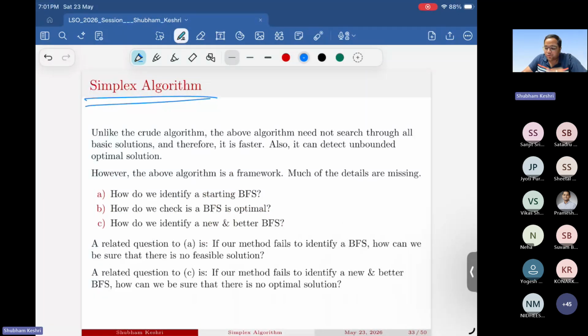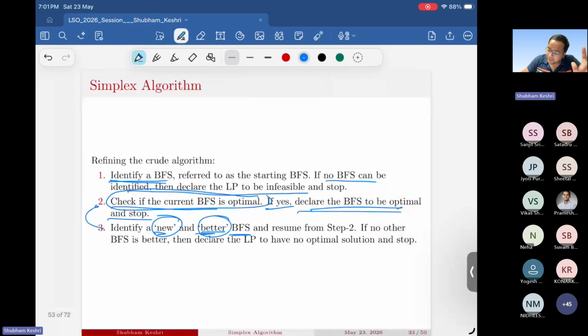So unlike the crude algorithm, the above algorithm need not search through all basic solutions and therefore is faster. Also, it can detect unbounded optimal solution. We will see how it detects unbounded optimal solution. If no basic feasible solution is better, then we declare the optimal solution. Then we declare that no optimal solution. But then we declare that is an unbounded case.